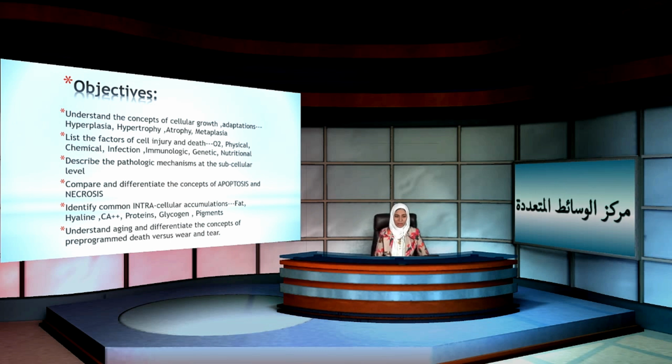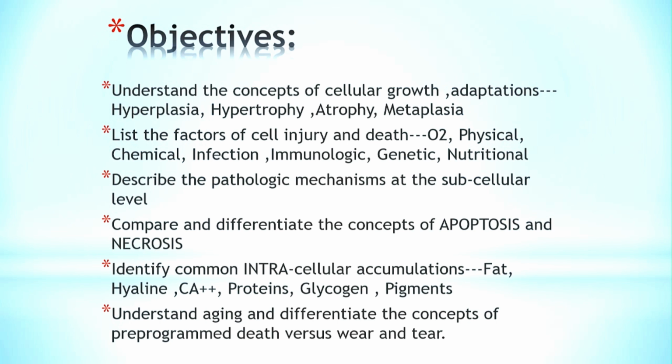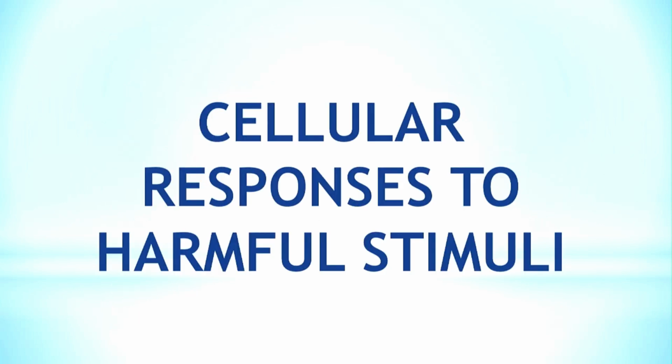Objectives: at the end of our lectures, the students should differentiate between and understand the concepts of cellular growth, adaptation, hyperplasia, hypertrophy, atrophy, metaplasia. We should list the factors of cell injury and death, and describe the pathological mechanisms at the subcellular levels, compare and differentiate the concepts of apoptosis and necrosis, identify common intracellular accumulations, and understand aging and differentiate the concepts of programmed cell death.